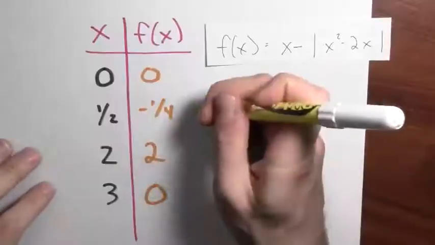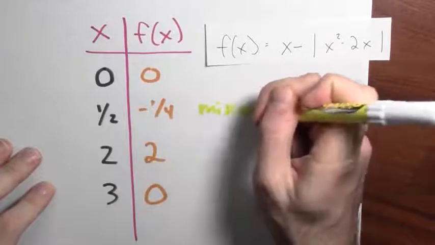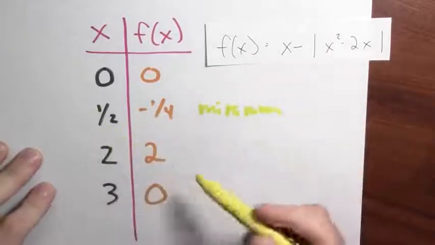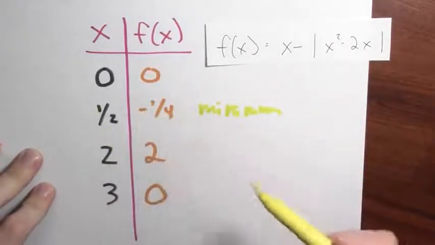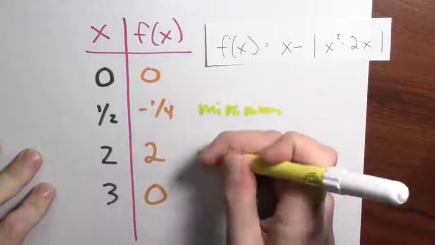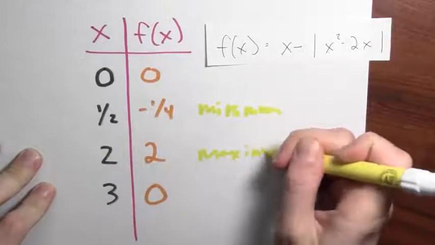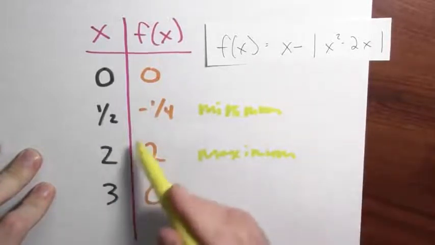So I've got my table. Where is the maximum and where is the minimum? The minimum value is here when x is equal to 1/2. The function's minimum value is minus a quarter. And the maximum value is when x is equal to 2, where the function's output is 2. Had I not been careful to include x equals 2, the point where the function fails to be differentiable, I would have totally missed out on finding the maximum value of this function.